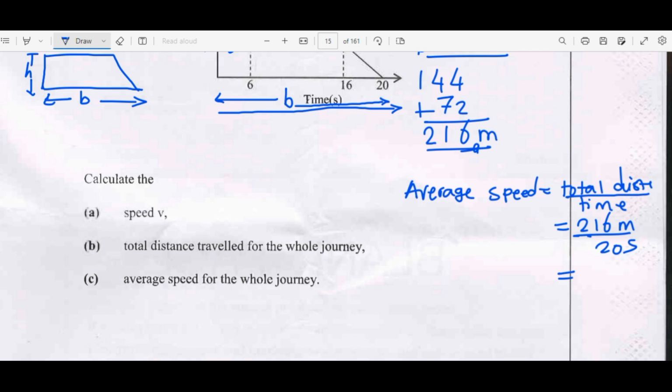So we need to divide: how many times can 20 go into 216? Let's reduce. Let's use 4 here. 4 into 20 is 5. 4 into 216 is 54 meters. Then we have seconds here. Then 5 into 54 is 10, remainder 4, so 10 and 4 over 5 meters per second. So this is the average speed. This is how you can answer a question like this. So that's it for this video. Thanks for watching.